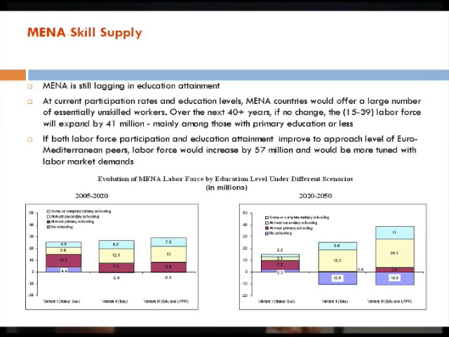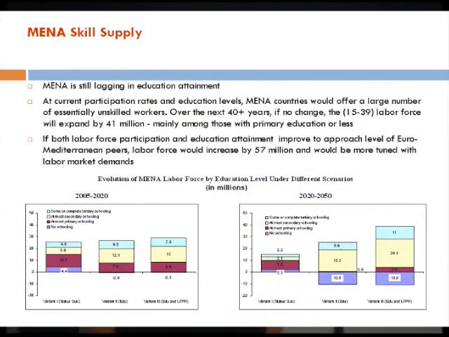MENA skill supply. Despite progress for the last few years, MENA is still lagging in education attainment. Illiteracy rates are still high. The education systems are biased towards humanities and social sciences at the expense of technical and scientific orientations, and female participation rates are low. At current participation rates and education levels, MENA countries would offer a large number of essentially unskilled workers.